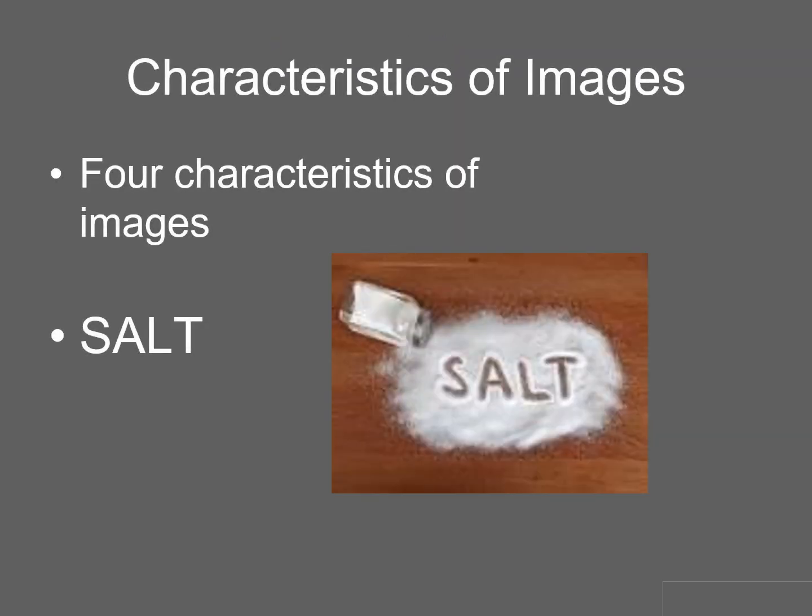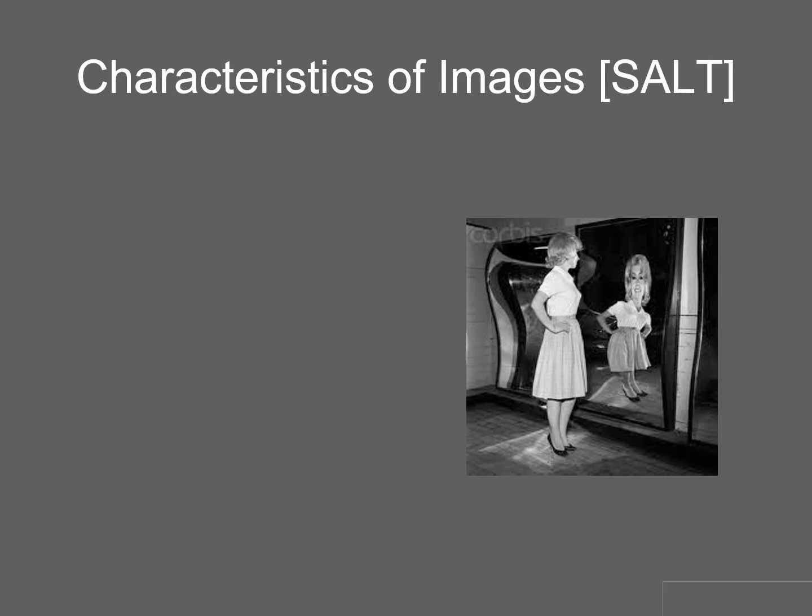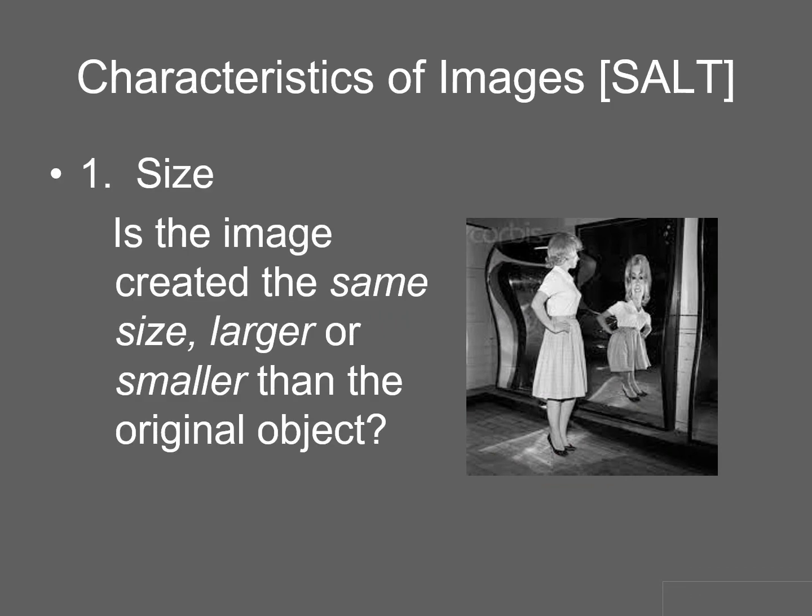So we're going to look at 4 characteristics of images, and the acronym for this is SALT, and I will tell you why as we proceed. The first one we're going to look at is size. We're going to compare the image and the object, and the size of the image could be smaller or larger, or it could be the same. So there are 3 possibilities here. That would be size of image.